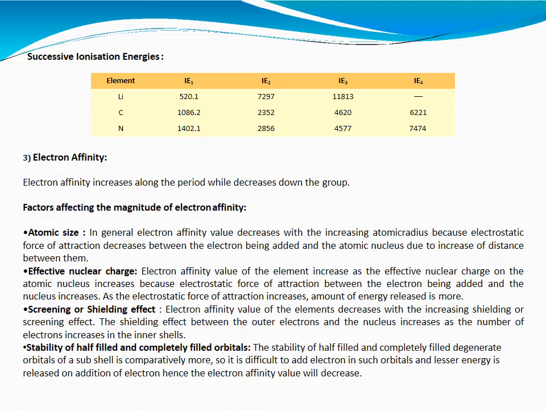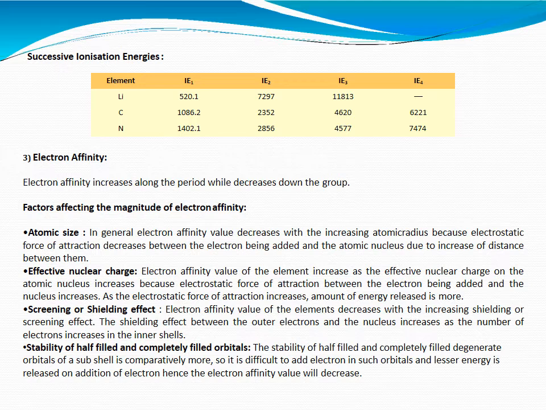As we saw, the ionization energy of lithium for the first electron is only 520, but for the second it is 7297, and IE3 is 11813. So in lithium, the electronic configuration is 1s2, 2s1. One electron is easily removed, as it is an s-block element, but after this we have to give much more energy, and all three electrons cannot be removed easily.